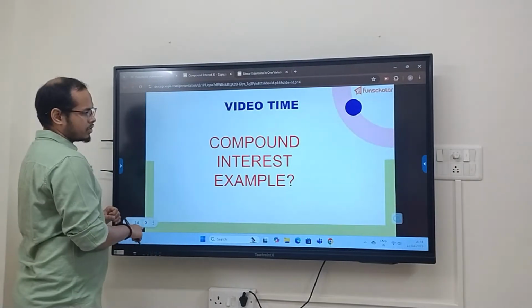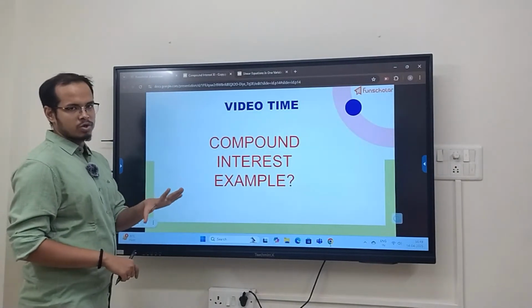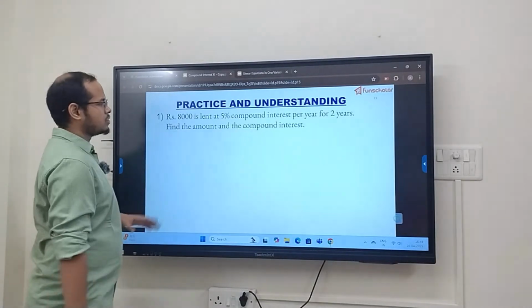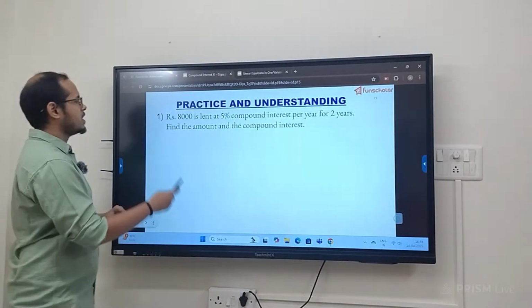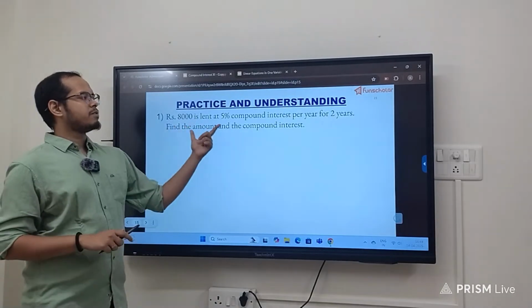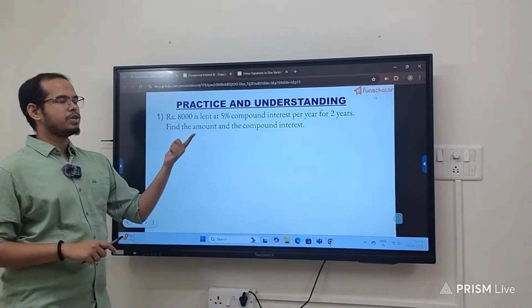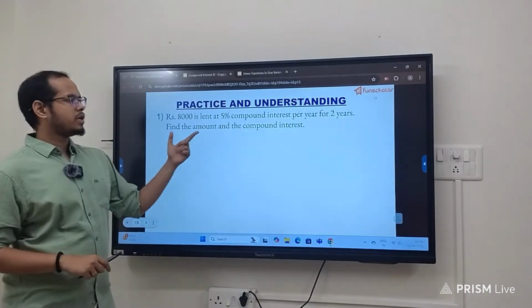Next, what is compound interest with an example? We have already learned what compound interest is with an example. So let's go to the first sum. Rupees 8,000 is lent at 5% compound interest per year for 2 years. Find the amount and the compound interest.